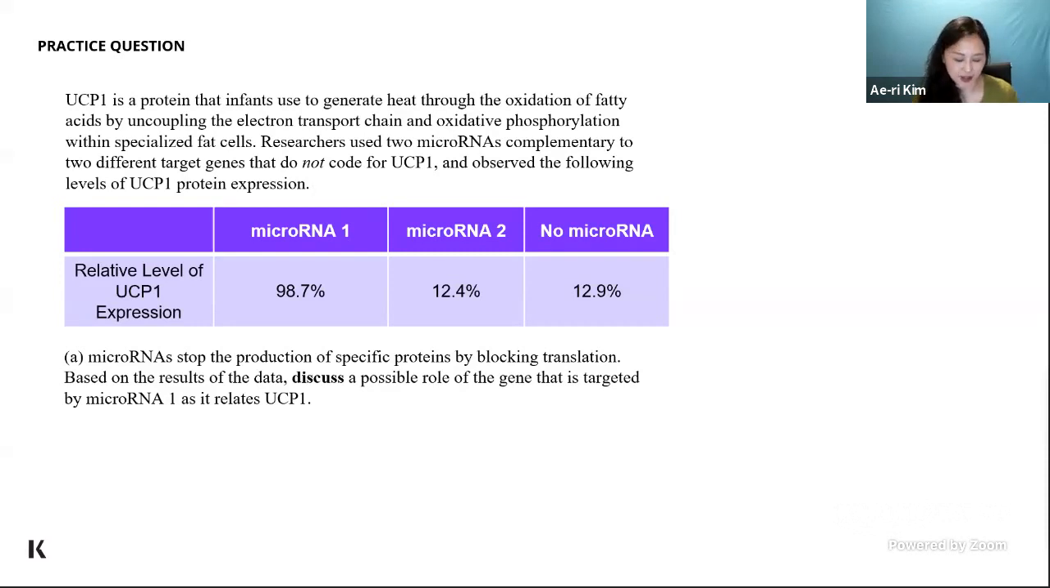Okay, welcome back. Go ahead and throw in your answers to what you think is going on with this gene that is targeted by the microRNA. Hey, perplex. So UCP1 is a really cool protein. It actually stands for uncoupling protein 1 because that's exactly what it does. It uncouples the ETC from oxidative phosphorylation. It is something that is actually endogenous to us.